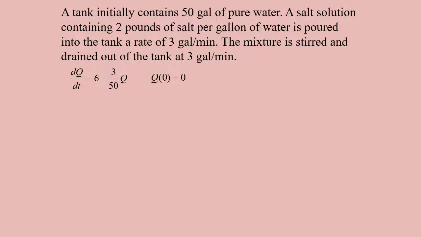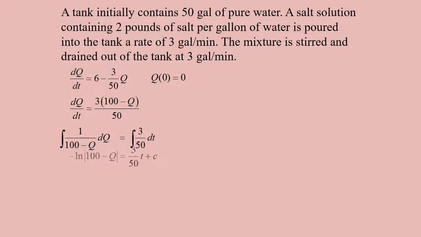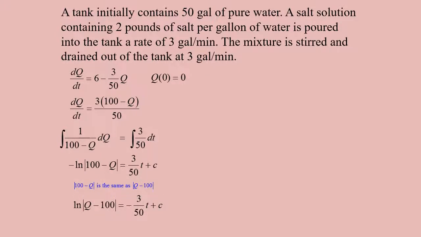So now let's go through and solve the differential equation. We'll rewrite the right-hand side so that it's separable. We'll move the 100 minus Q to the other side and integrate both sides. And then try solving for the Q. Well, first off, let me point out that the 100 minus Q in absolute values is the same thing as Q minus 100. So we'll just use the Q minus 100.